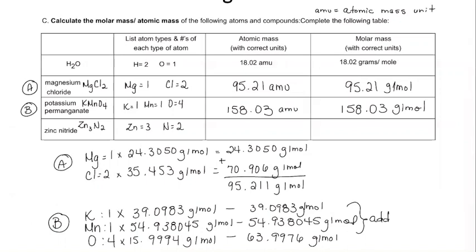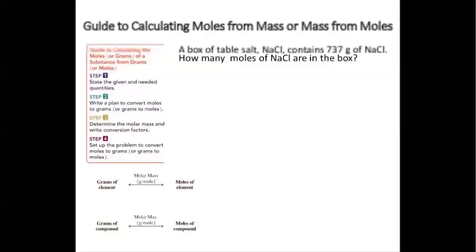Excellent. So now that we know how to calculate molar mass, we're going to use it in calculations for conversions between grams and moles. In this particular problem, it states a box of table salt, in other words, NaCl, contains 737 grams of NaCl. How many moles of NaCl do we have in that box?